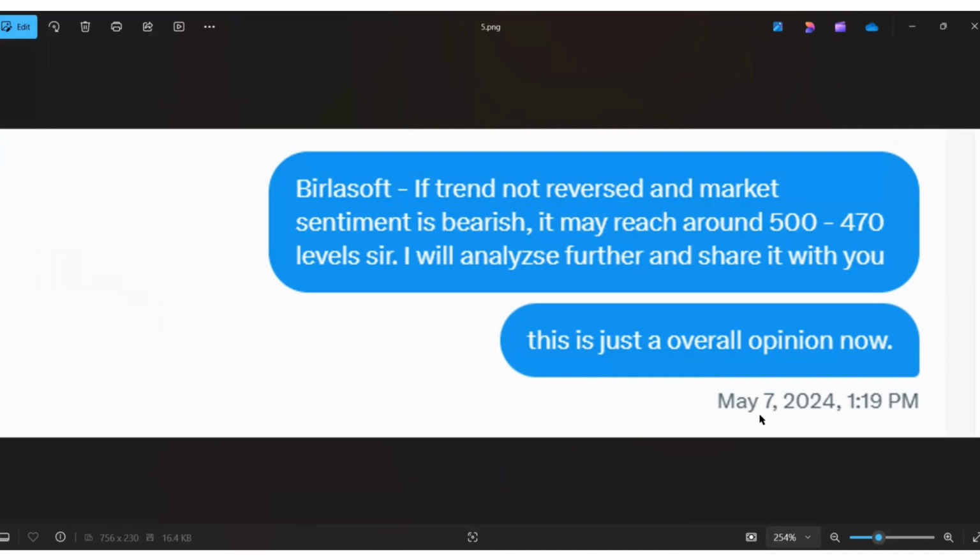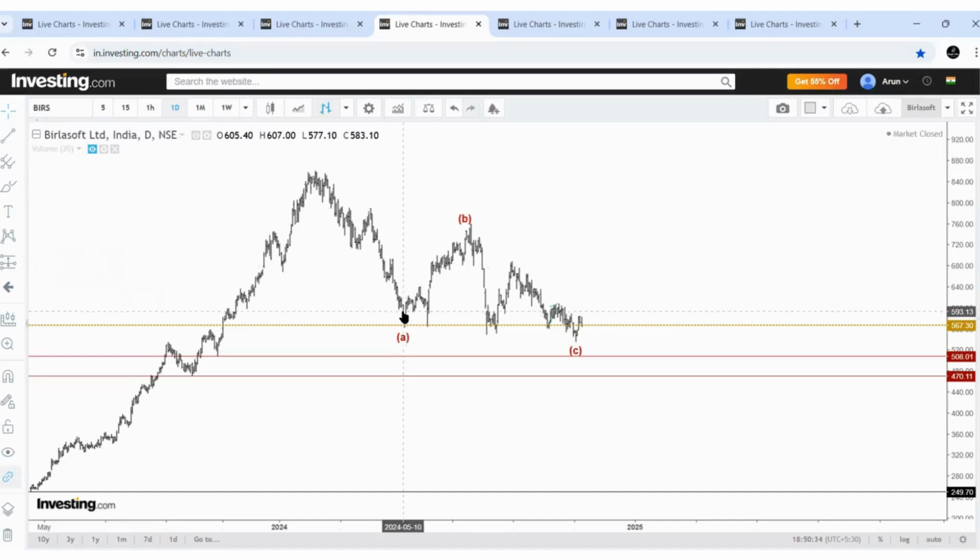Okay, May 7th is approximately here. Even though the price reaches an important zone, I expected the price to reach around 500 to 470, and the low made so far is approximately 535.